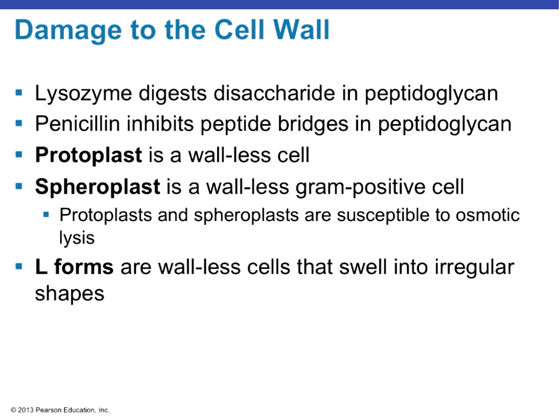So if the cell wall is damaged, because remember, the cell wall is a very important structure, because if we get rid of the cell wall, there's a chance that we're going to have osmotic lysis, because that's the job of the cell wall. If we have damage to the cell wall, we're probably going to kill the cell.